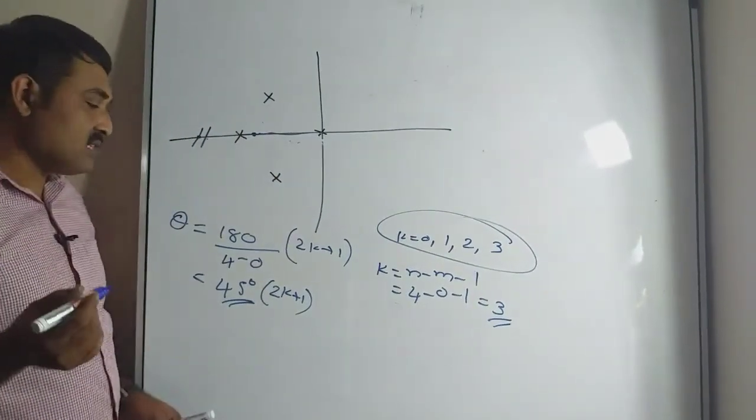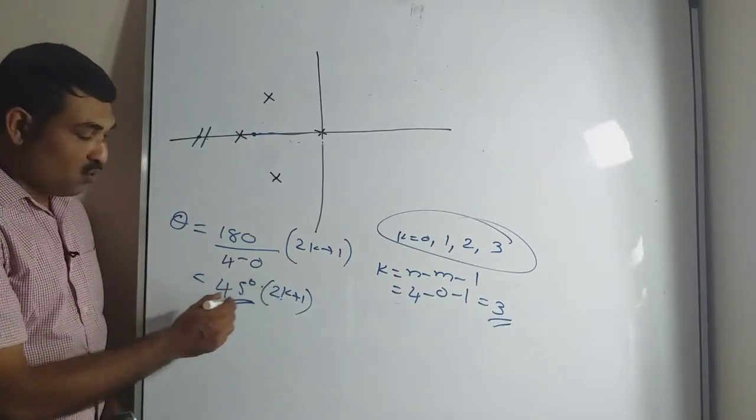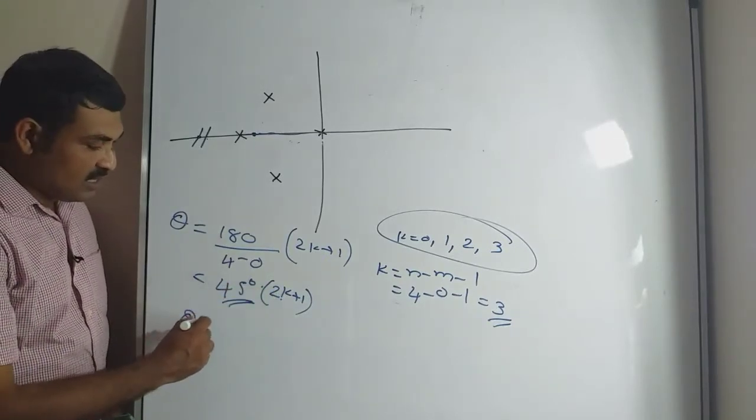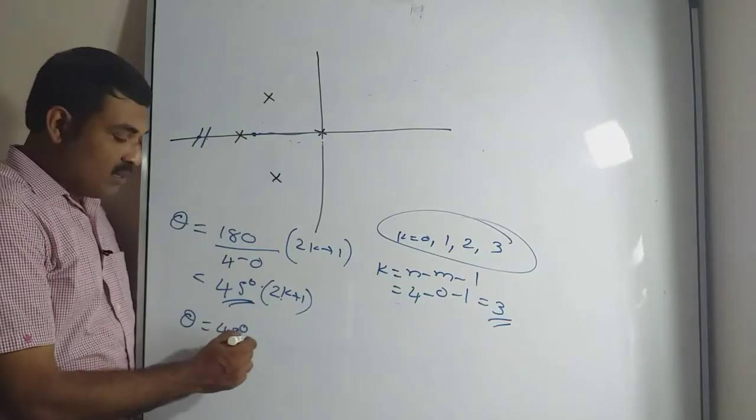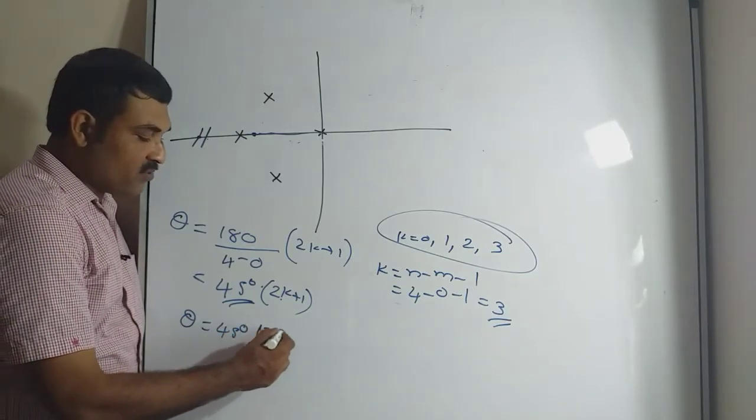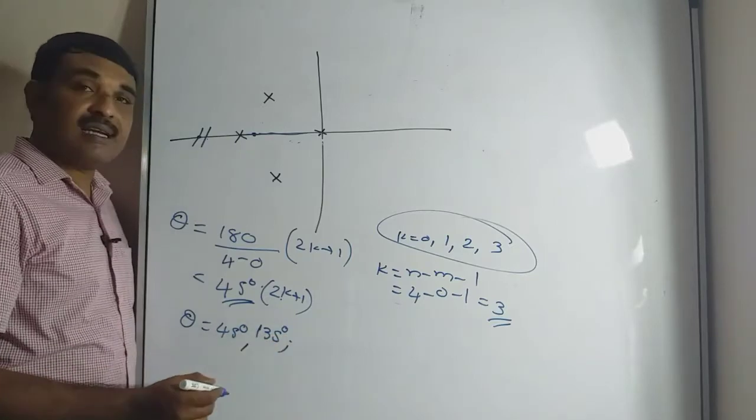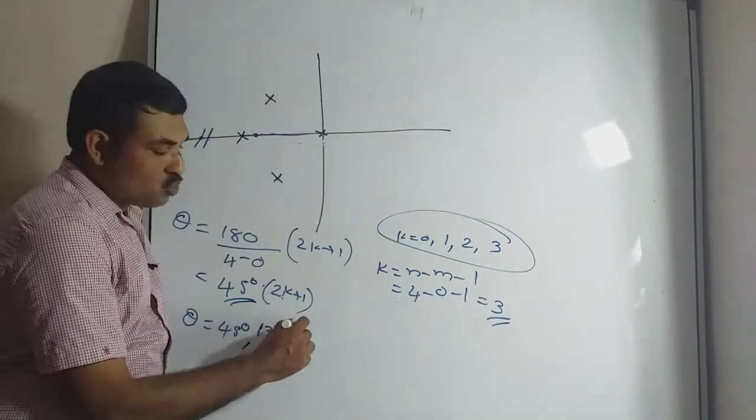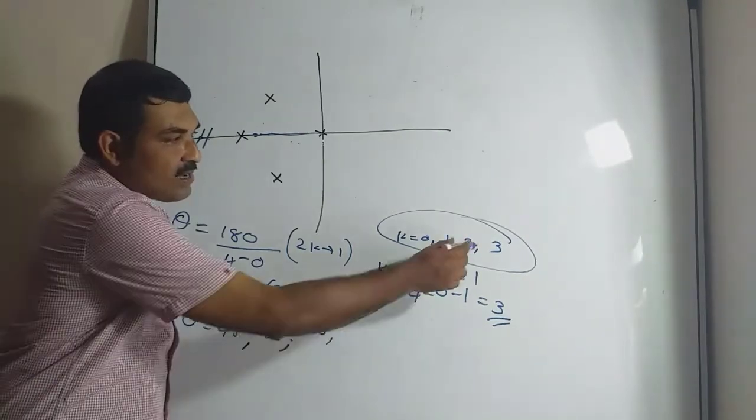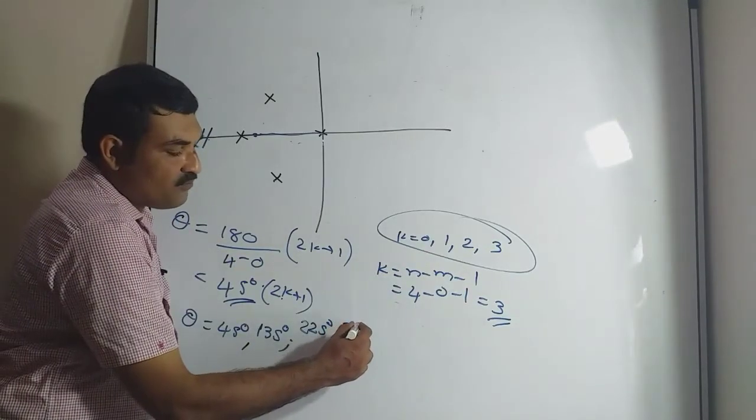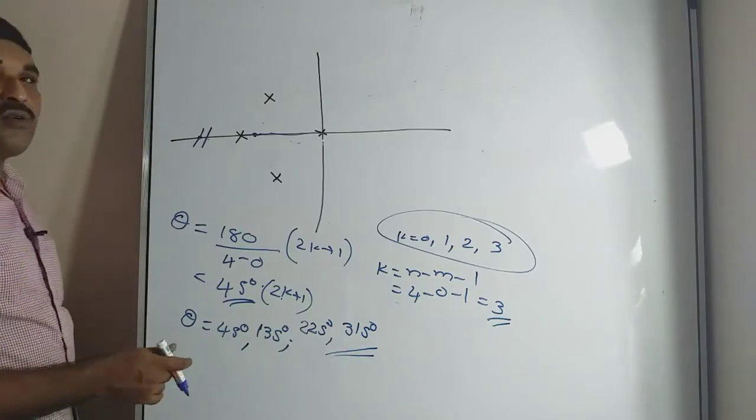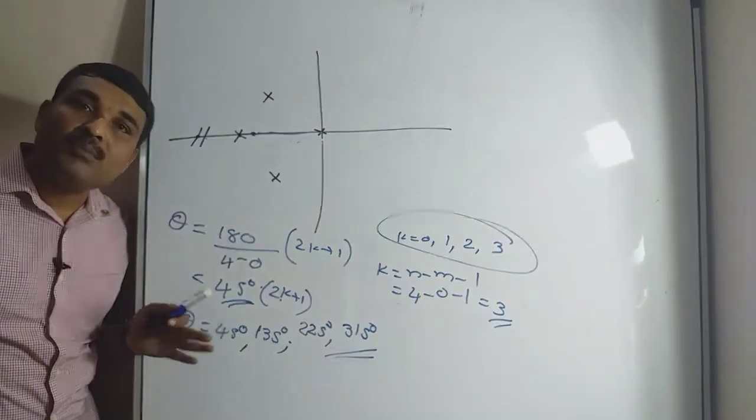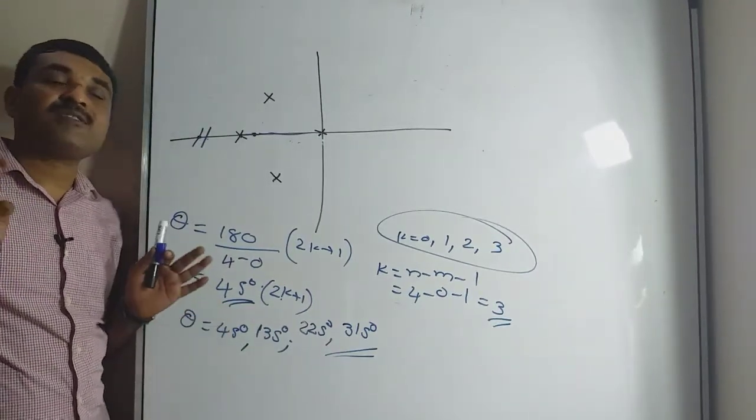So what is the angle of asymptote? When k is equal to 0, the angle of asymptote theta is 45 degrees. When k is equal to 1, this becomes 135 degrees. When k is equal to 2, this becomes 225 degrees. And for k equal to 3, this becomes 315 degrees. Now, these are the angles of asymptotes. We have 4 open loop poles, so 4 branches for the root locus.